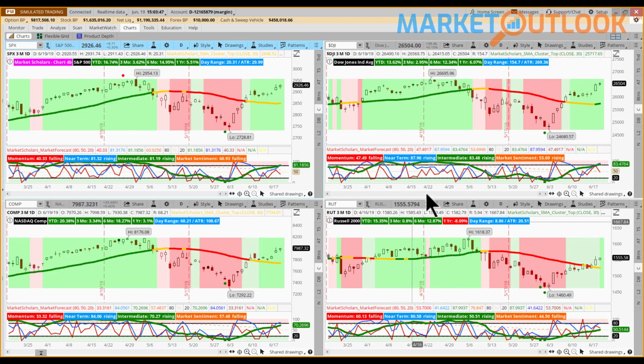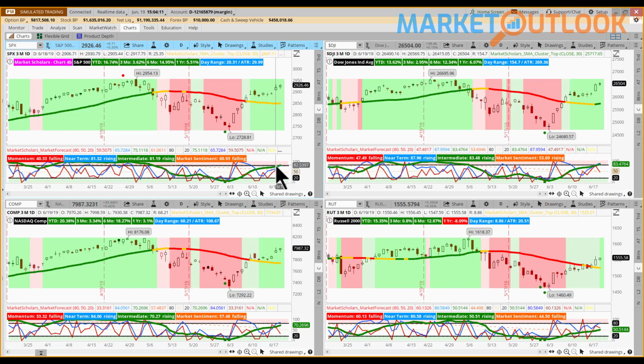Now, the background colors of the charts will tell us whether we have a bullish or bearish intermediate term posture. Kind of was going back and forth with some folks today in my swing trading class, where we use the blue line more. That's the near term line. Remember, this background color of the chart is not changing based upon the blue line on the market forecast. It is changing based upon the green line on the market forecast.